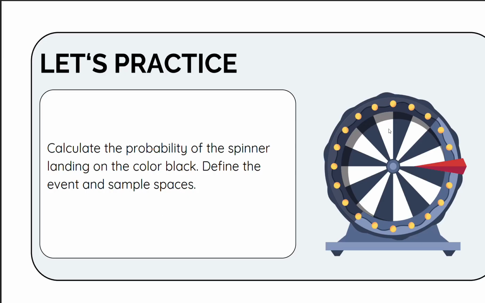I hope you counted the portions of the circle. Let's count it together. We start from this side: 1, 2, 3, 4, 5, 6, 7, 8, 9, 10, 11, 12, 13, 14, 15, 16. So there are 16 lines in the circle. Now see how many of them are black: 1, 2, 3, 4, 5, 6, 7, 8. So out of 16, there are 8 chances that it can be black when they spin the spinner. So the probability is 50%.